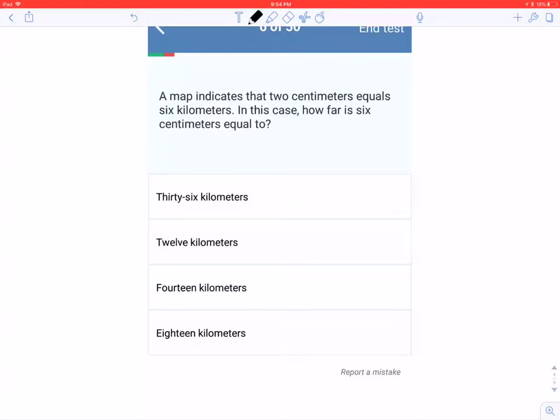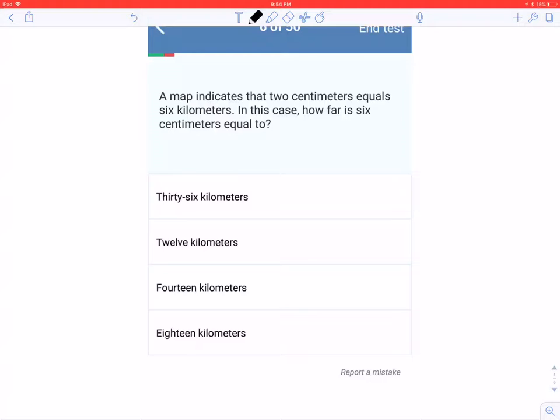So we have a few more that came into us. Let's take a look at some of these questions. This one says, a map indicates that 2 centimeters equals 6 kilometers. In this case, how far is 6 centimeters equal to? Okay, so this is a related rate.